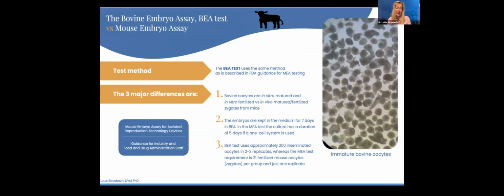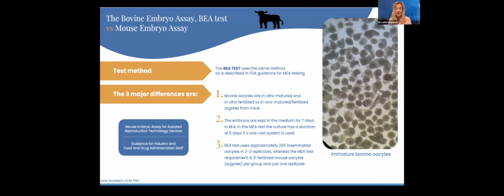So the bovine embryo assay, a BEA test, I call it, versus the mouse embryo assay: the test method is that the BEA test uses the same method as is described in the FDA guidance for MEA testing, only with 3 major differences. The bovine oocytes are in vitro matured and in vitro fertilized versus in vivo matured fertilized zygotes from the mice. The second big difference is that the embryos are kept in the medium for 7 days or more in the bovine test.